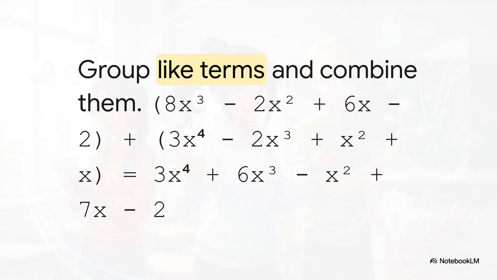So one way to do it is what we call the horizontal method. All you're doing is looking for like terms, the ones that have the exact same variable and exponent, and then you just group them up. So we find the x cubed terms and combine them. Then we find the x squared terms and combine them. You go through term by term until you have your final simplified answer.